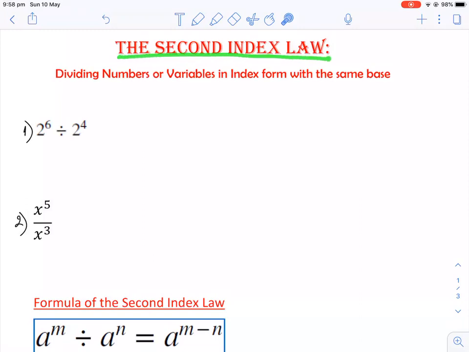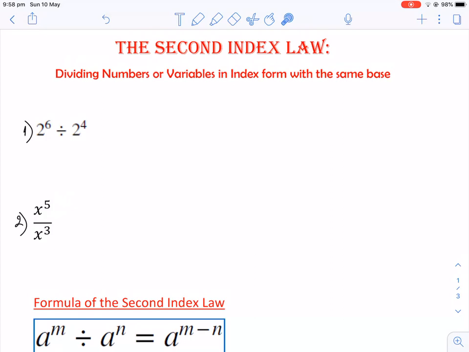The second index law is applied in dividing numbers or variables in index form with the same base. Before applying the formula of the second index law straight away in your mathematics questions, I would like to do these two questions manually to understand more about how the second index law is formed.